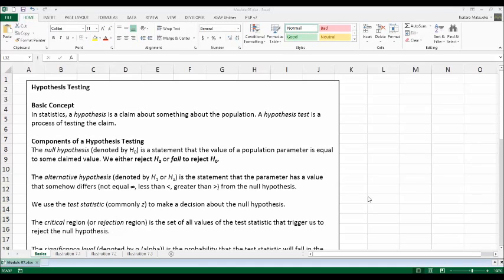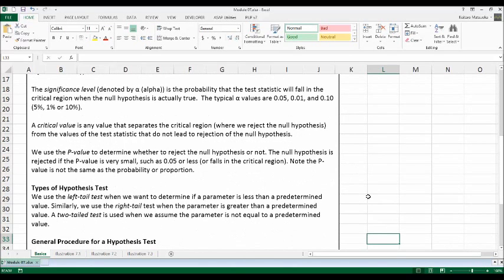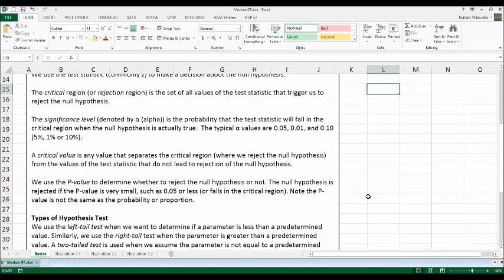The next step in the process is you calculate the test statistic, typically the z-value, to make a decision about the null hypothesis. And there are a couple of ways to make a decision about whether you reject or do not reject the null hypothesis. Some of the words you might read in the lecture notes are critical value and critical region, but the one we're going to use is the p-value.